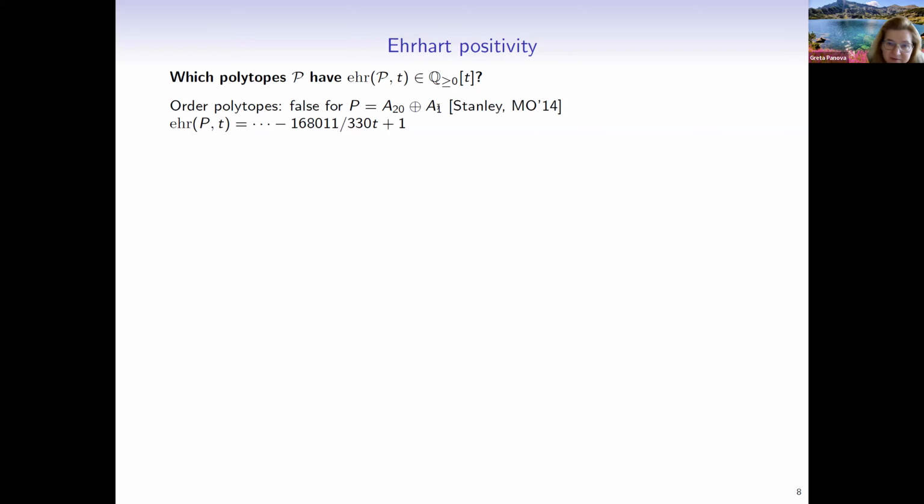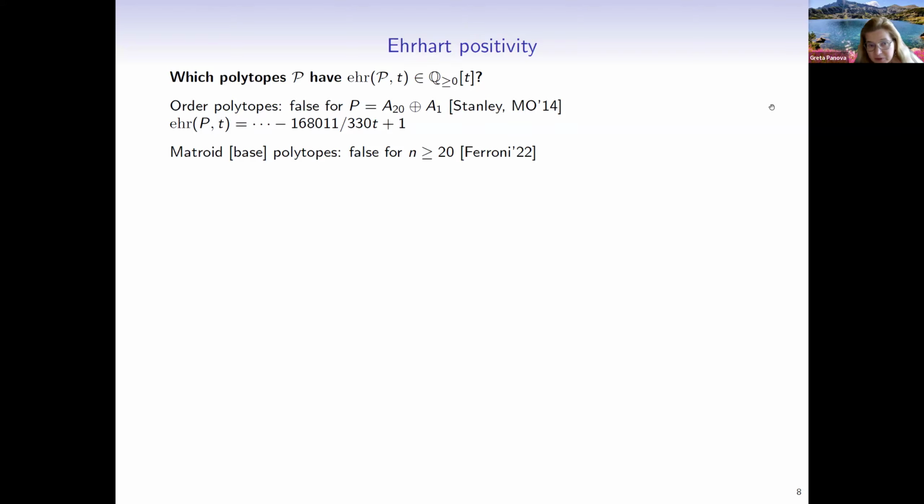This example was given by Richard Stanley in a MathOverflow post, and then later appeared in various papers. The linear term here becomes negative. So remember, the linear term is somehow important. The leading term in the Ehrhart polynomial is proportional to the volume of the polytope. So that's another important quantity.